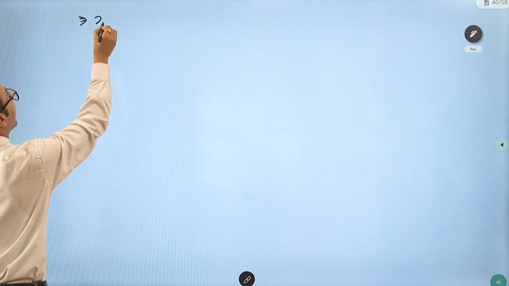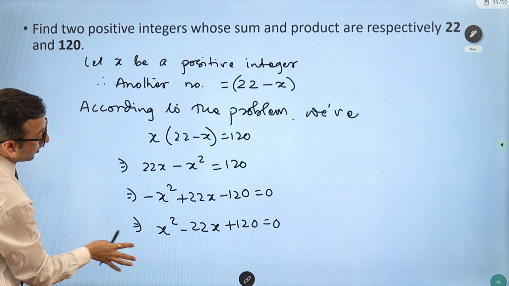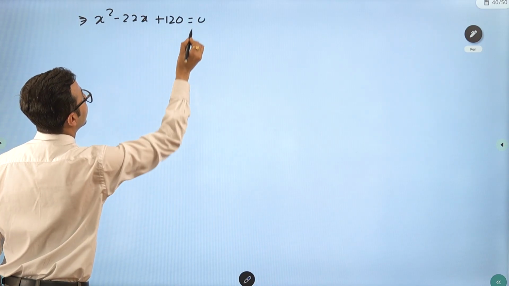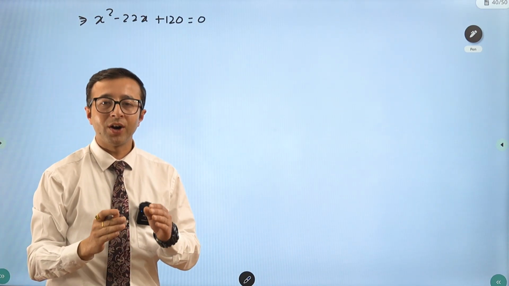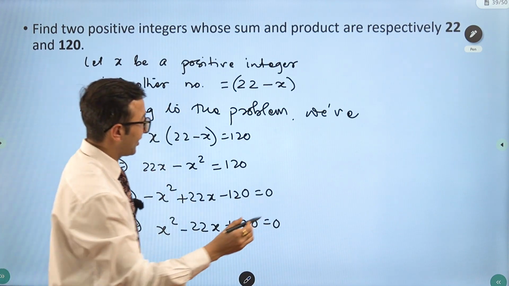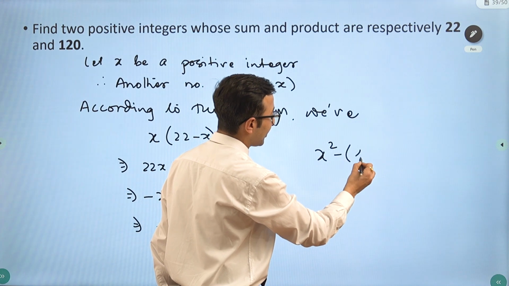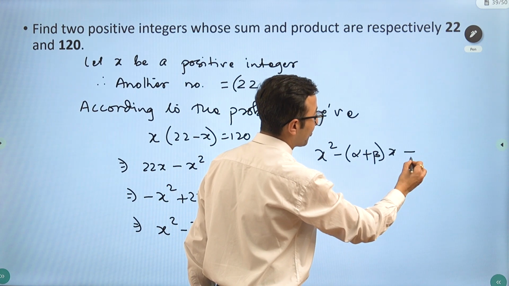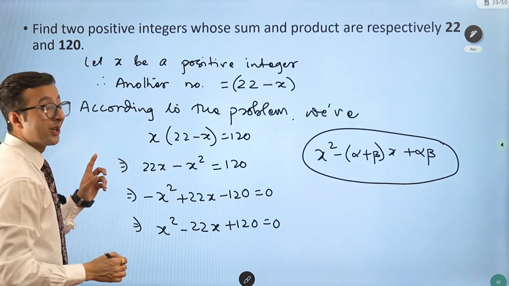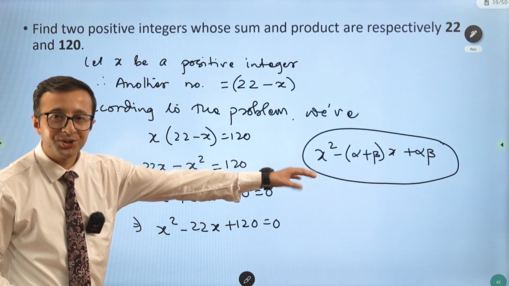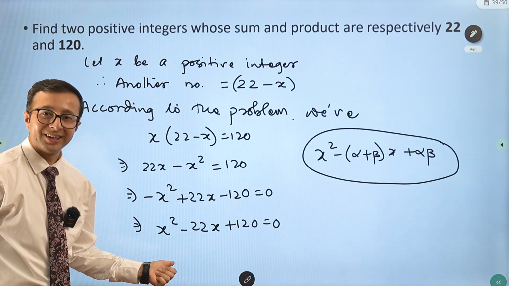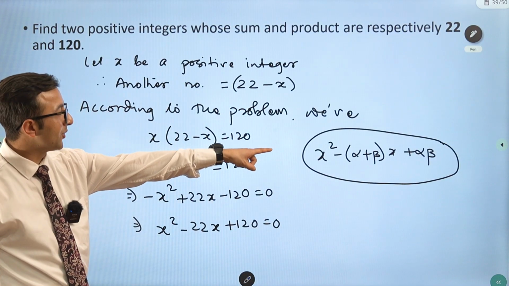So here we can see that x square minus 22x plus 120 is equal to 0. Or else, if you use the quadratic polynomial method, you know that the quadratic polynomial will be x square minus sum of the roots into x plus product of the roots. If you use this directly, you will get the same equation. If you put it equal to 0, x square, sum is 22, product is 120. Surprisingly, in such types of problems, you can use this directly also.